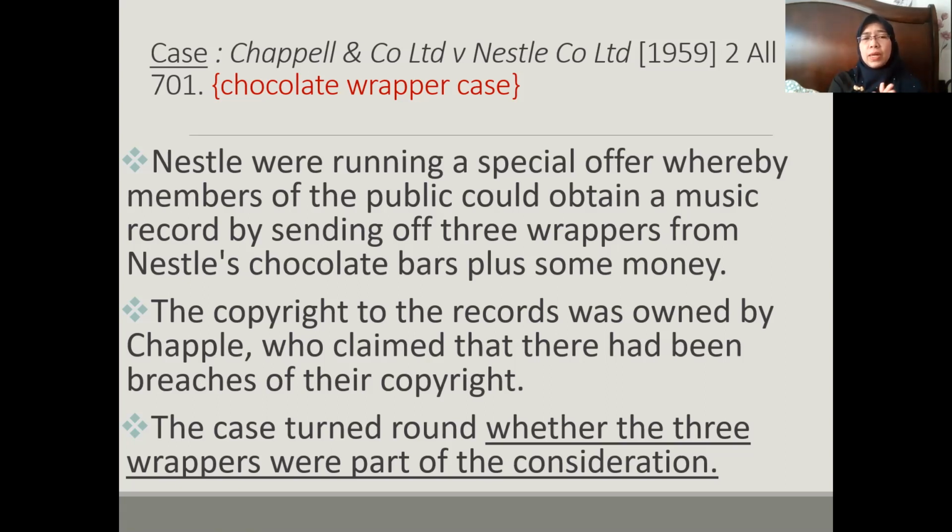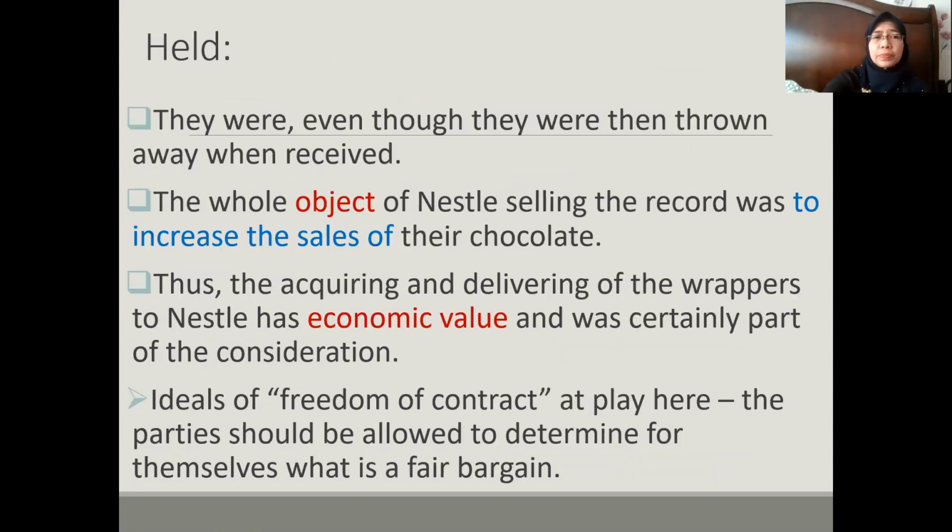When the case was heard in court, the issue relevant for our discussion here is whether the 3 wrappers were part of the consideration. Do they have any value or not? The empty wrappers. The court said yes, in that particular context they did, even though they were thrown away when received.